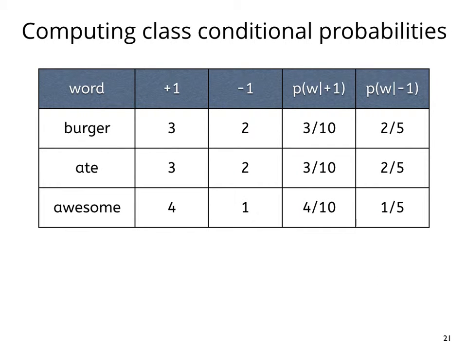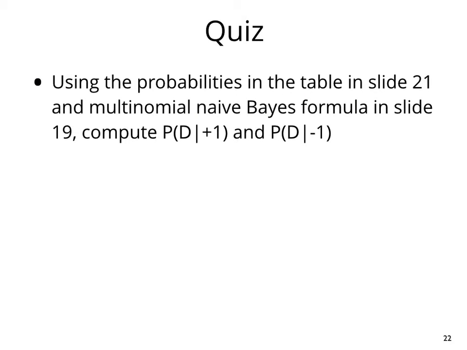And we can again compute the class conditional probabilities. So the probability of seeing burger in the positive class: we have 3 plus 3 plus 4, that is 10, positive word occurrences, and out of those 10, in 3 we observe the word burger. So the probability of w given the positive class would be 3 over 10.